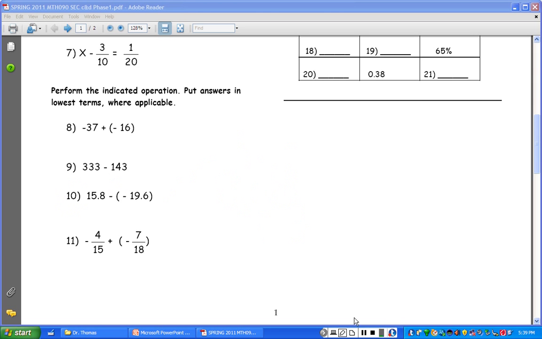Alright, let's look at number 11. Again, we have a plus sign in the middle. That means we need to add these two fractions together. So we have negative 4/15 plus a negative 7/18. Now, when you have fractions and you're adding or subtracting them, you must get the same denominator. So you must find the LCD. What is the LCD of 15 and 18?